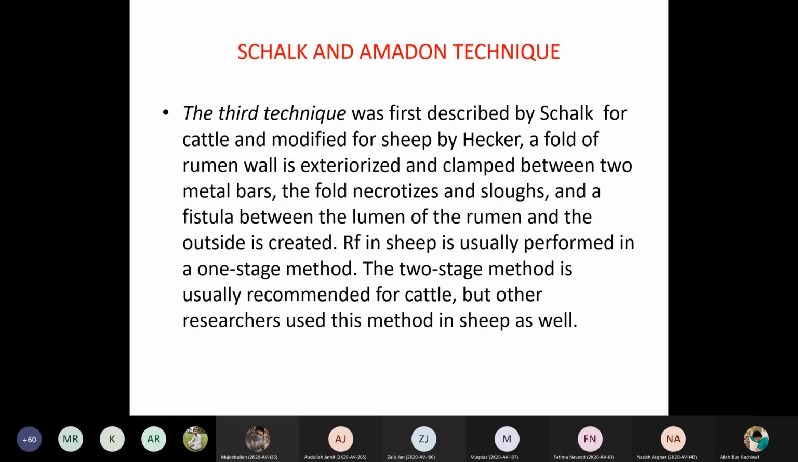Schalk and Amadon technique. The third technique was first described by Schalk for cattle and modified for sheep by Hecker. A fold of the rumen wall is exteriorized and clamped between 2 metal bars. The fold necrotizes and sloughs. A fistula between the lumen of the rumen and the outside is created. The rumen fistula in sheep is usually performed in a 1-stage method. The 2-stage method is usually recommended for cattle, but other researchers used this method in sheep as well.